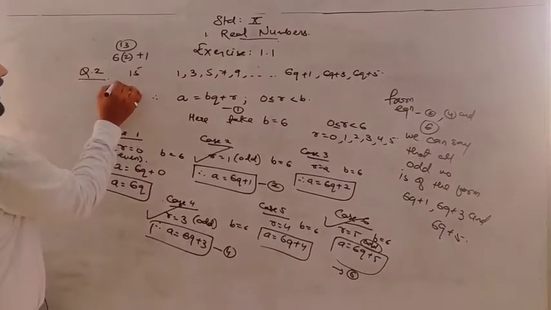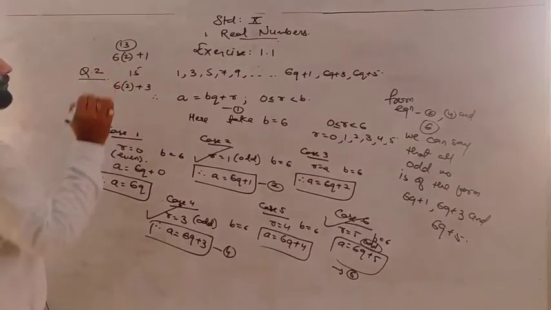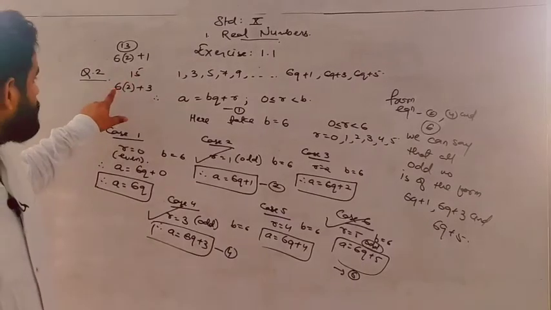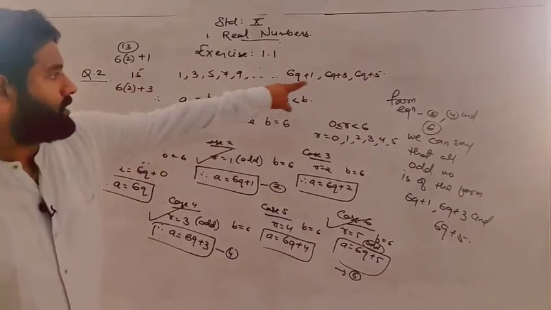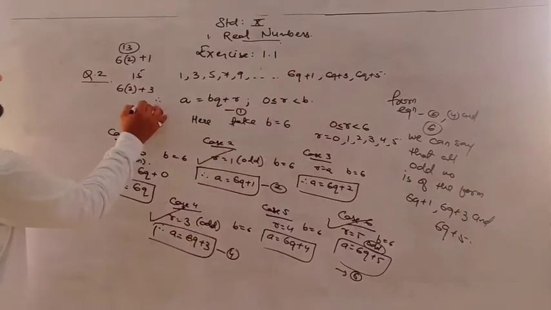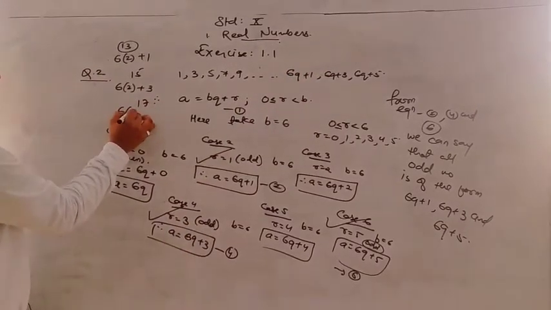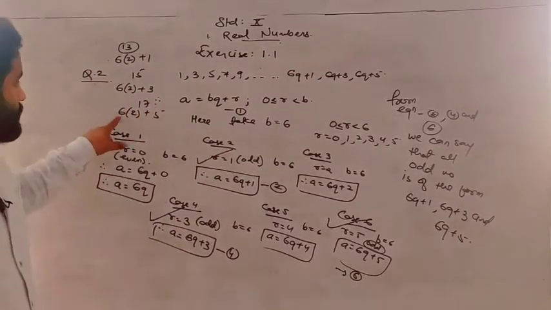Suppose 15. So I can write 6 into 2 plus 3. 15 is an odd number. So 6 into q plus 3, 6q plus 3. Suppose 17. Is it an odd number? Yes. I can write 6 into 2 plus 5. 6 2s are 12 plus 5.